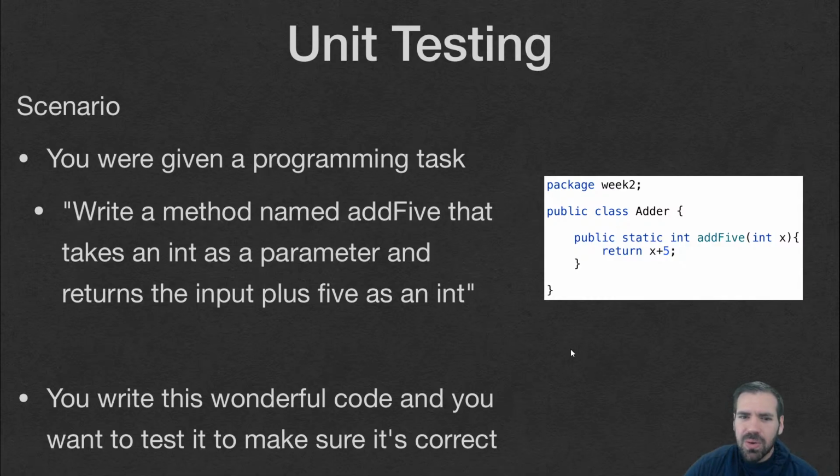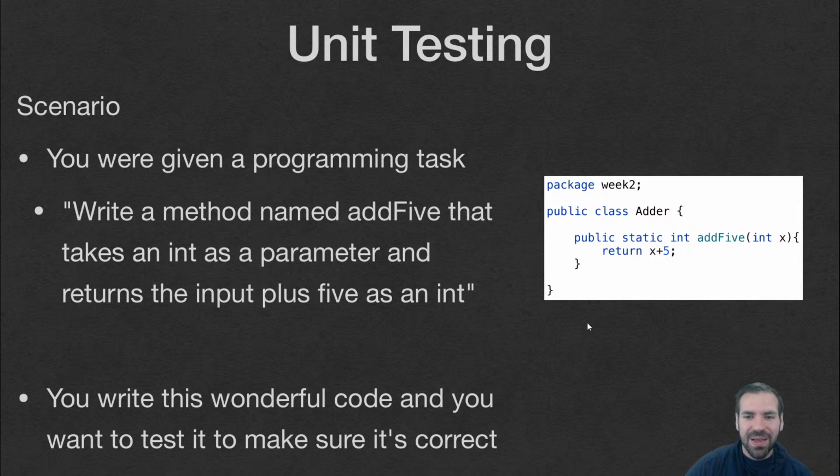Alright, so let's set up this scenario. You're a coder, you're on the job, and your project manager hands you a task. They say, hey, I really need this method. It's got to take an int, it's got to return an int, and it's going to return the input plus 5. Very complex task, I know. It's going to be tough.